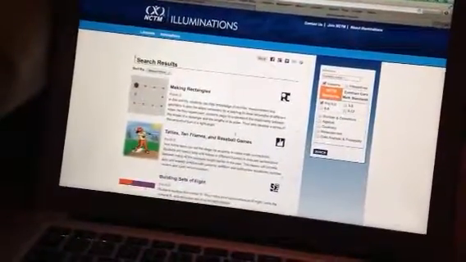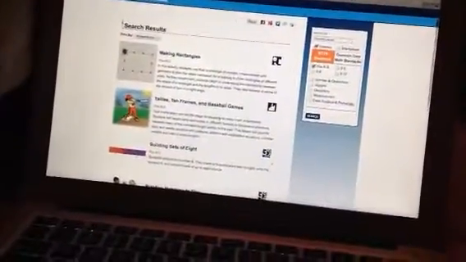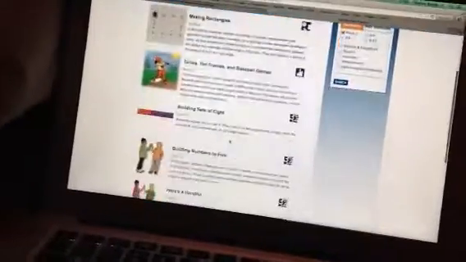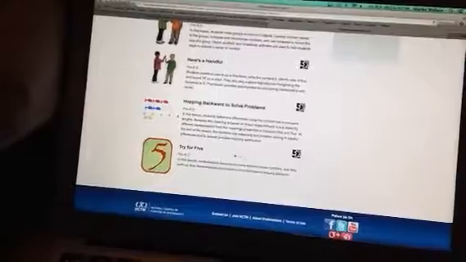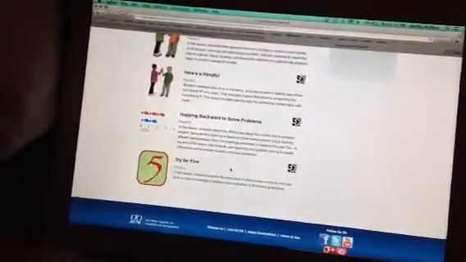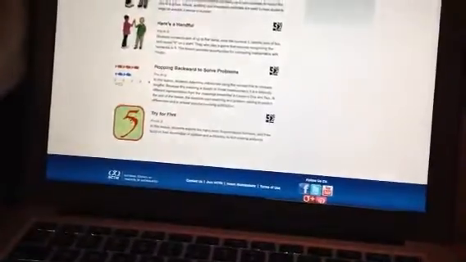So when I search there, I only get 1, 2, 3, 4, 5, 6, 7 number sense activities, which I didn't think was very many. So the one I chose was this one at the bottom, Try for 5. And this lesson I made sure was second grade, and it's supposed to be K through second.